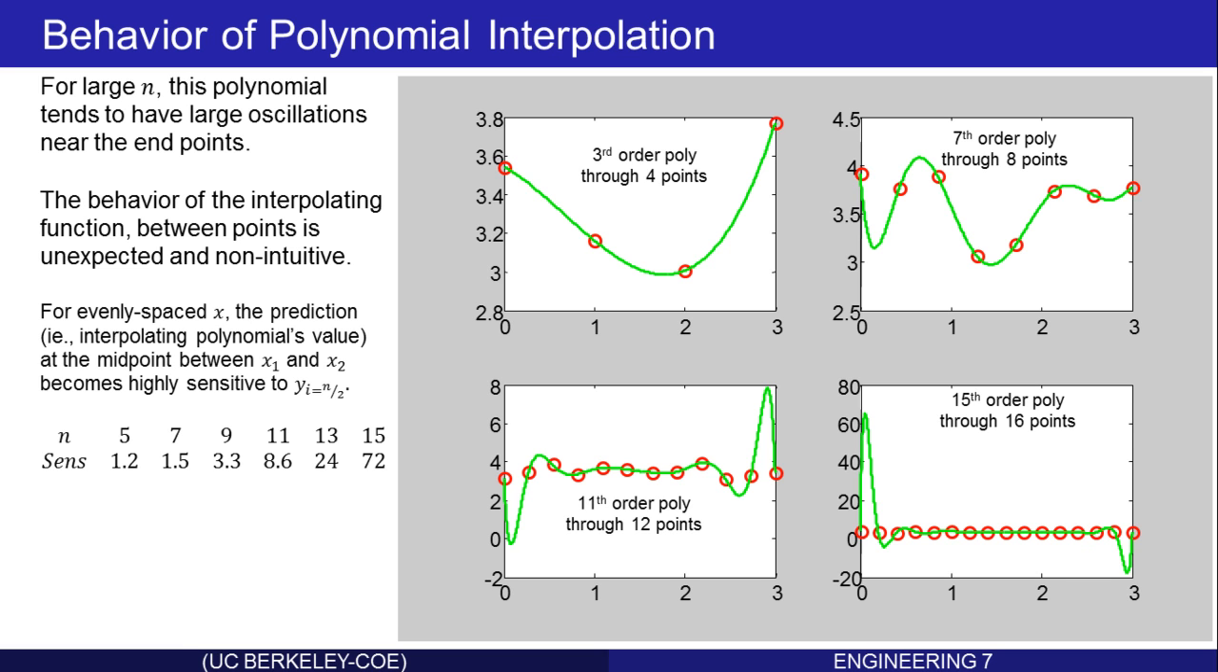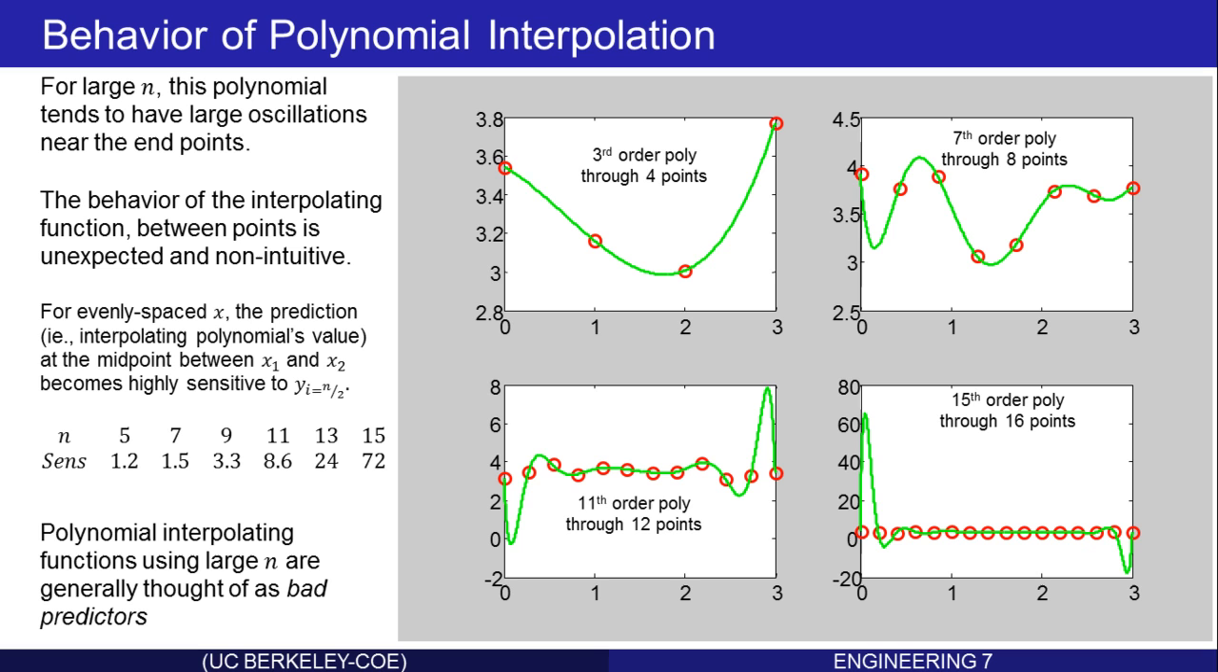We saw this behavior exactly on the previous slide. So for this reason, polynomial interpolating functions using large n are generally thought of as bad predictors. This high degree of sensitivity of a polynomial's value at one point to its particular values at other points far away in the domain is one of the traits that makes polynomial interpolation with high degrees undesirable.